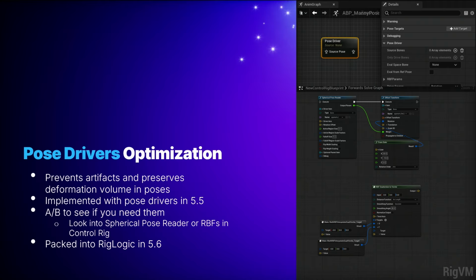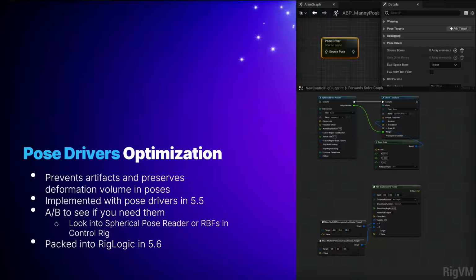And then further, you're like, okay, I'm on 5.5 and I need to use them. There are other opportunities available to you instead of just upgrading the engine. They are extensive though, so if you're an experienced rigger, this is a place to start. You can start looking into spherical pose reader or the RBF functions inside of control rig and move the pose driver evaluation out of the AnimBP and into control rig, which is a much faster and cost-efficient method. Lastly, if you can upgrade to 5.6, it's packed in 5.6 and you're going to get the most savings.